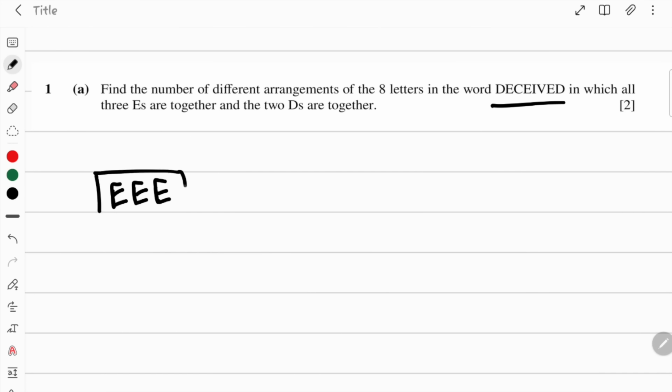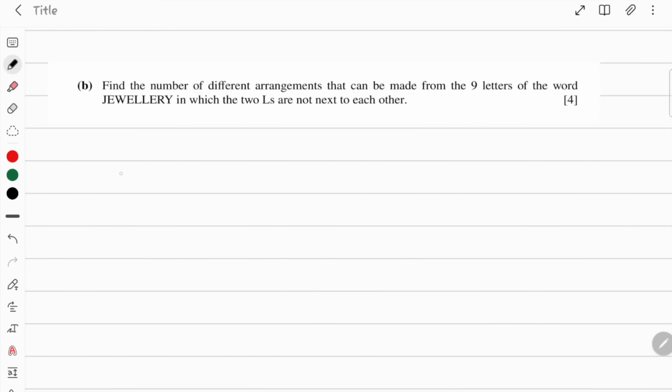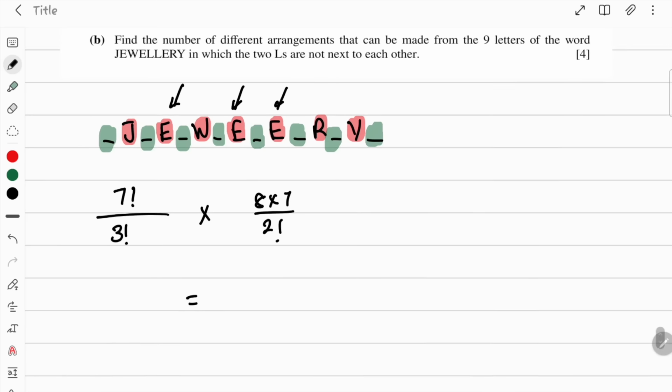Coming to permutations and combinations, if they tell you to group something together, you count it as one unit just like this. The next case is when usually they tell you two letters are not next to each other. So in this case, you write down all the letters except the two L's. Then you count each of the letters. So I count all letters, and here it's 7. And because E is repeating 3 times, I will do 3 factorial. Then I count all the spaces that I've left, which in this case is 8. And I'll do 8 times 7 over 2 factorial because L repeats twice.